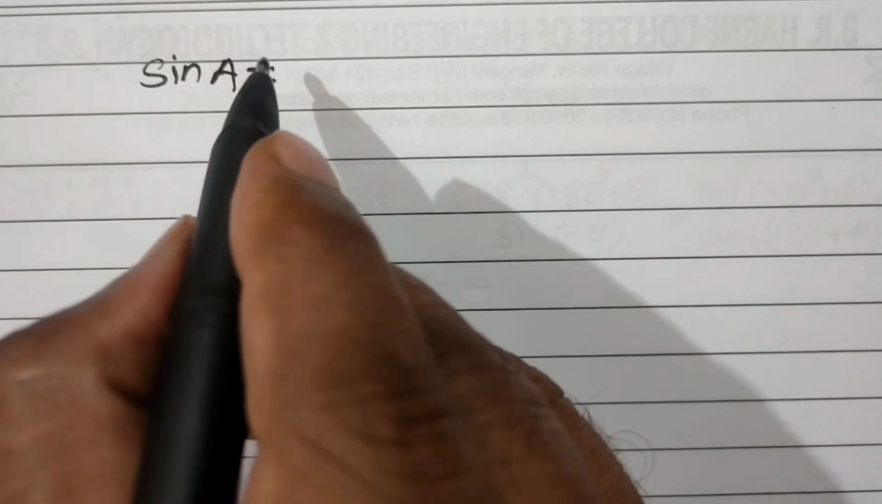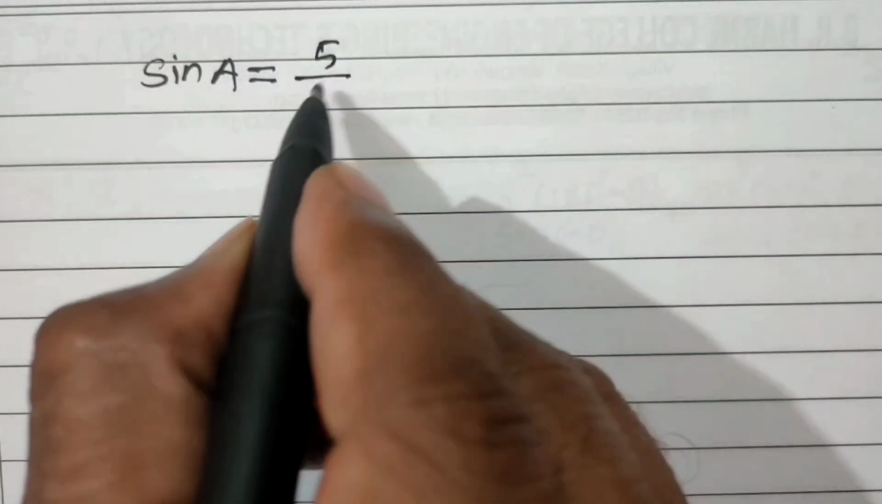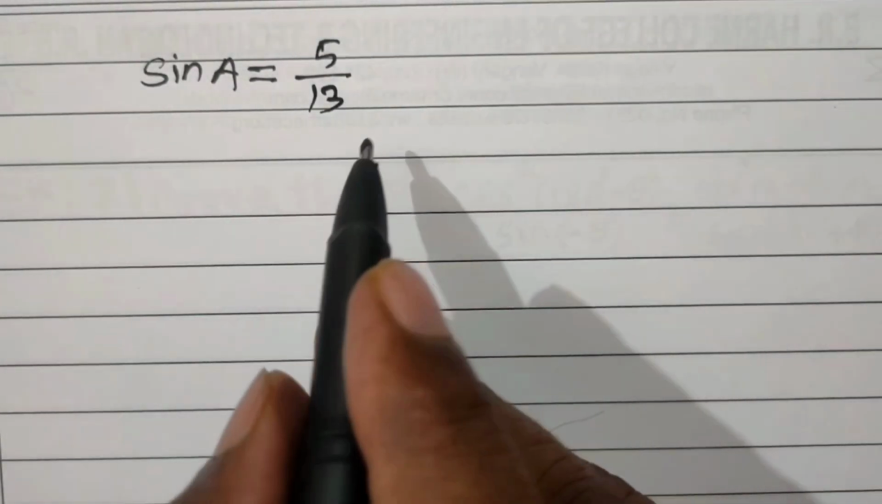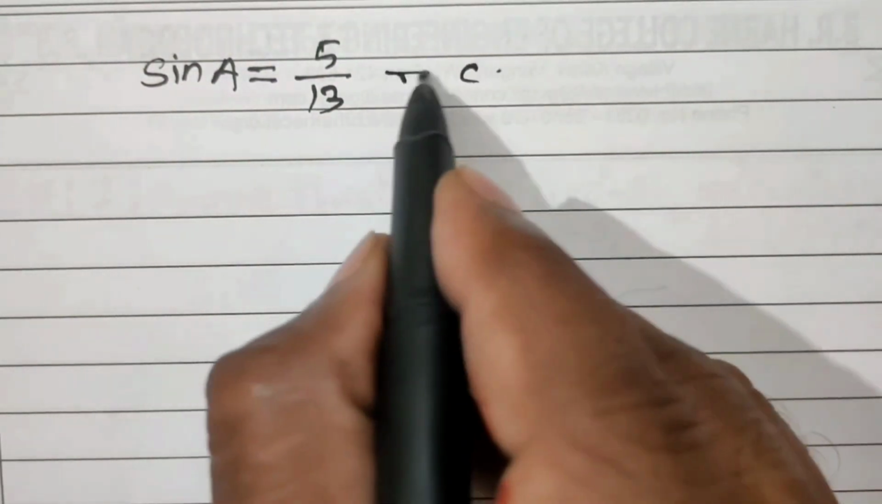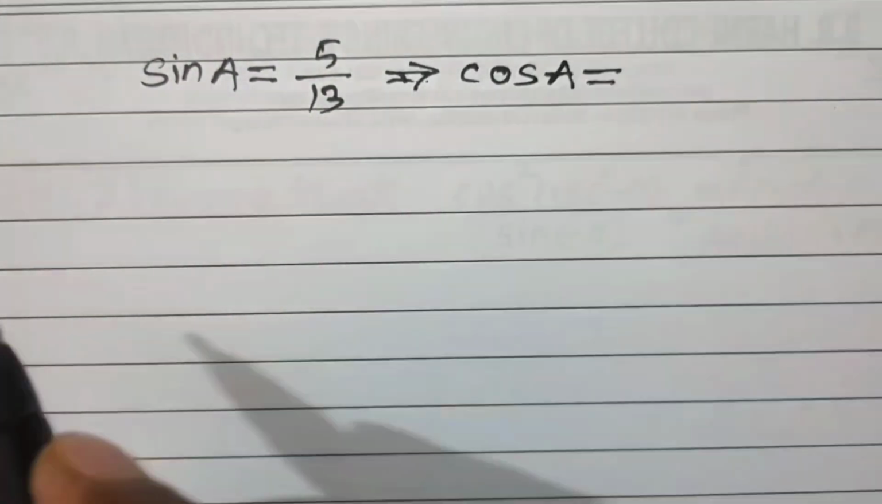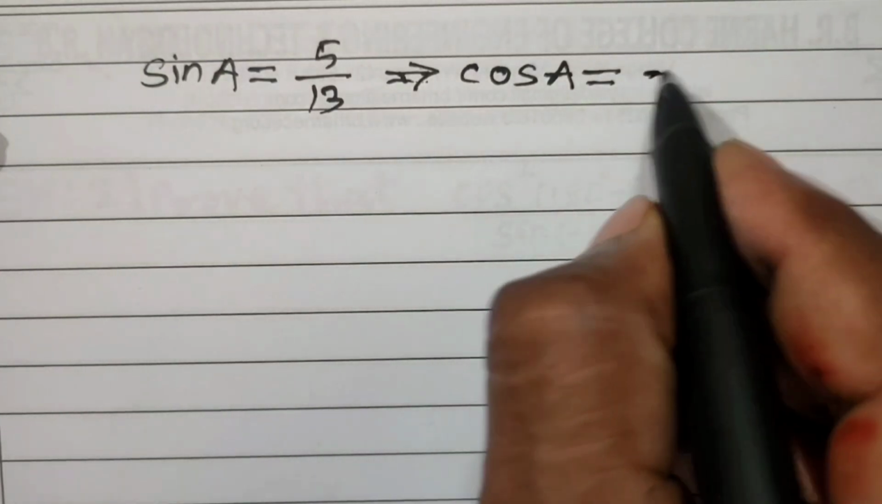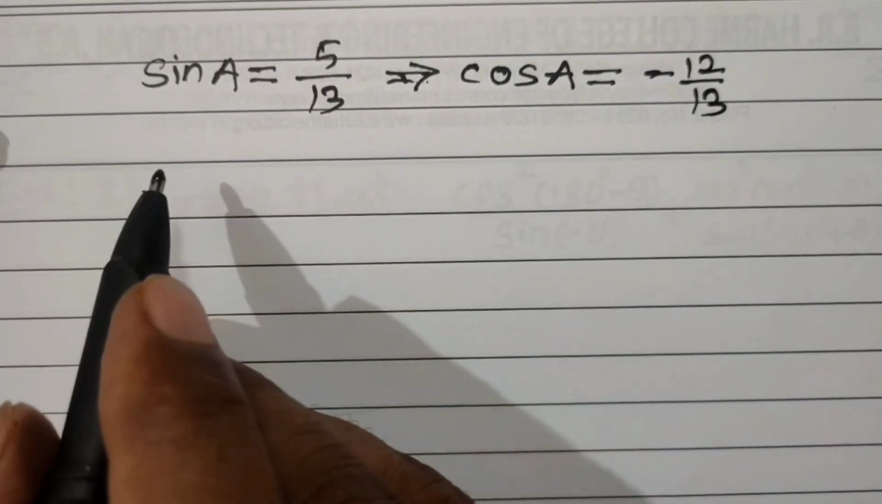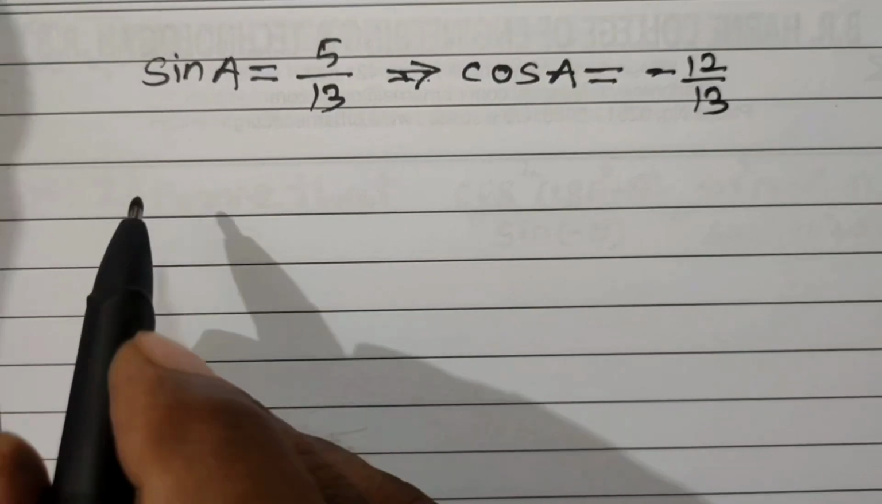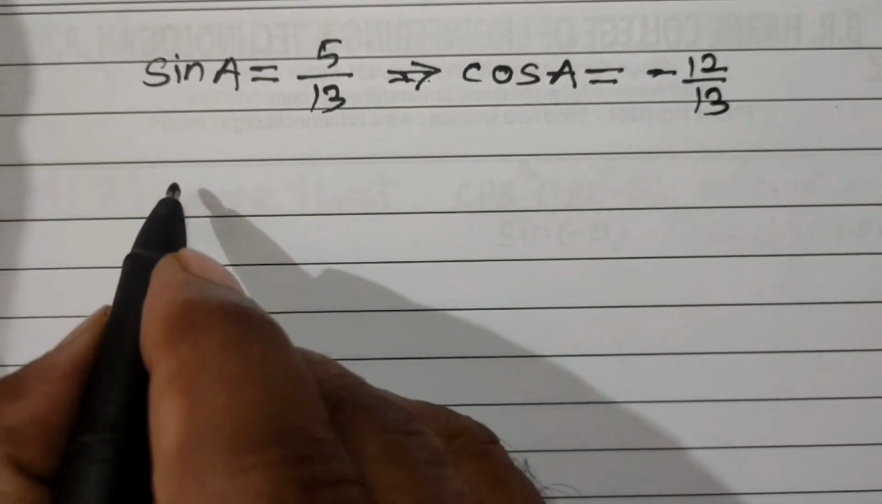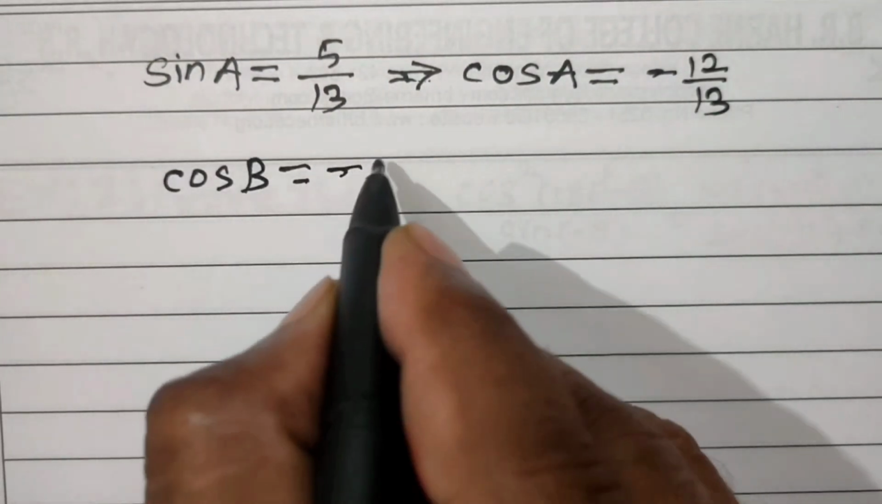So assuming A and B both lie in the second quadrant, given that sin A is equal to 5 upon 13, and considering A lies in the second quadrant, we have obtained cos A. In the second quadrant the cosine ratio is negative, so cos A is equal to minus 12 upon 13. As well as we are assuming B also lies in the second quadrant, and given that cos B is equal to minus 4 upon 5.